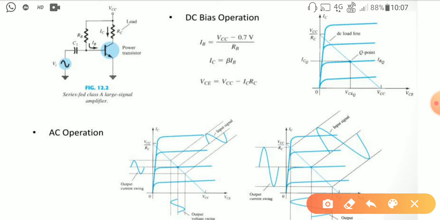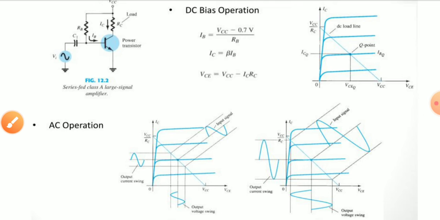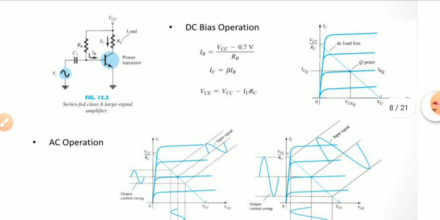If you check the characteristic curve, the DC load line is this one, and this is the characteristic curve for the transistor. Where it intersects with the DC load line, that is defined as the Q point. If you want a class A amplifier, the Q point should be put at the middle of the DC load line.